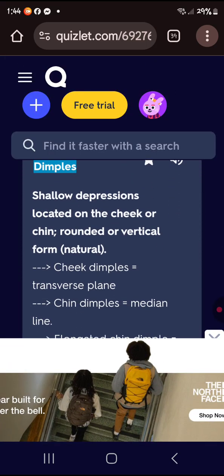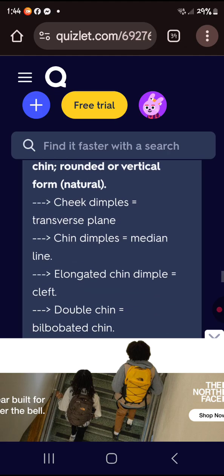Dimples are shallow depressions located on the cheek or chin, rounded or vertical in form, and dimples are always natural. The cheek dimples are on the transverse plane. The chin dimples are on the median line. An elongated chin dimple is called a cleft, and the fancy name for a double chin is a bilobated chin. I don't know, double chin like Bilbo Baggins, I guess.